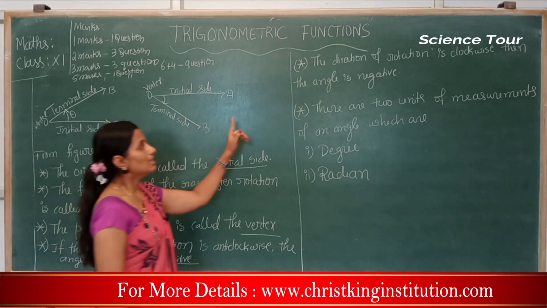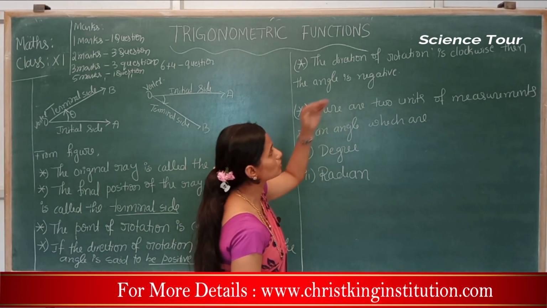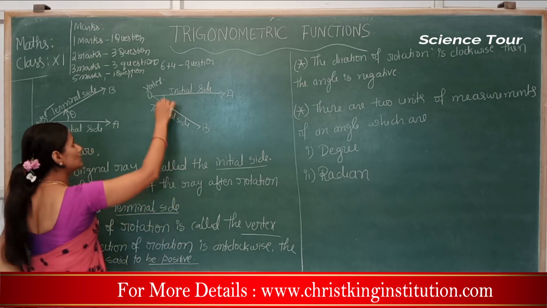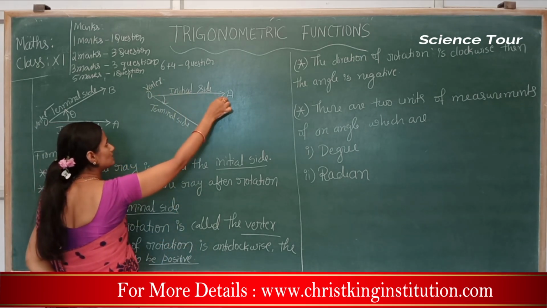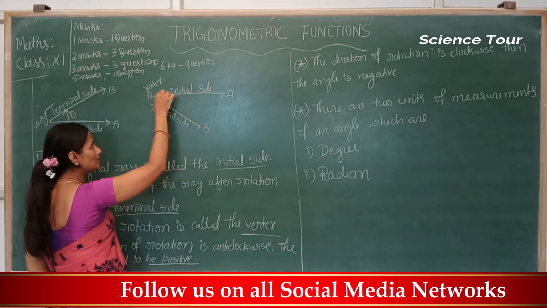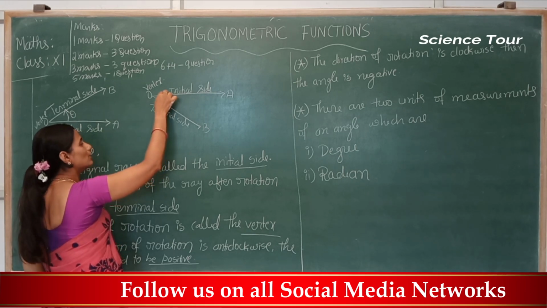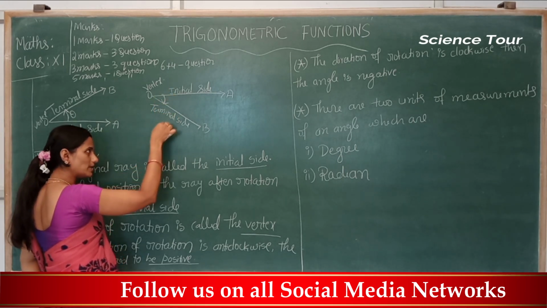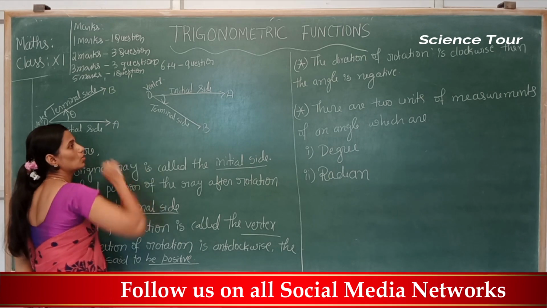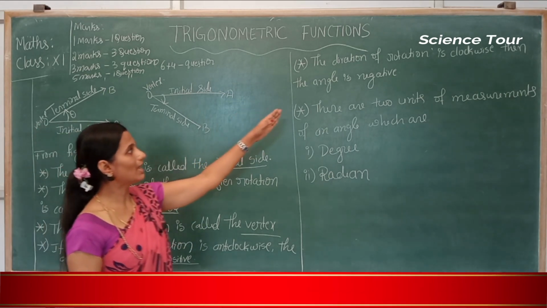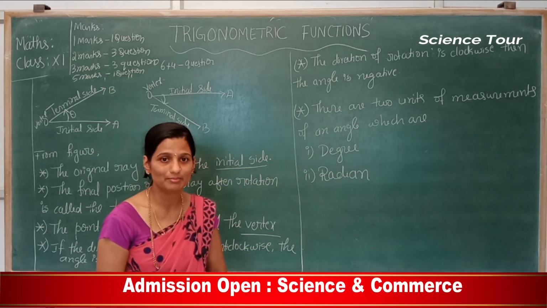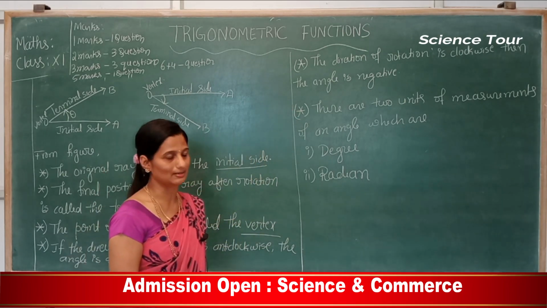Next point is when the direction of rotation is clockwise. See here it is clockwise. This is your initial side and this is your final side, the terminal side, and the rotation is in clockwise direction. So then the angle is measured as a negative angle.